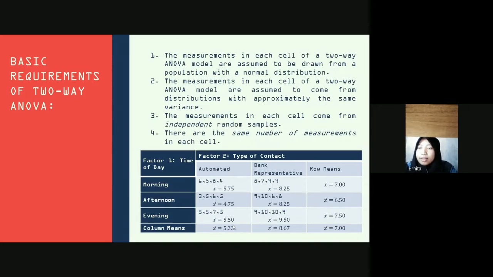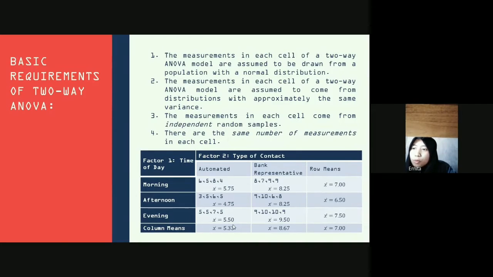In the table below, factor 1 is time of day and factor 2 is type of contact. In this table, there are four respondents, or four customers, fitting the criteria of each of the 6 cells. In each cell, the bank measures customer satisfaction on a scale of 0 to 10.